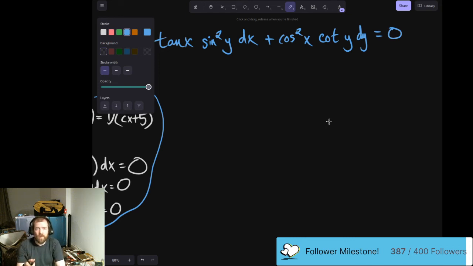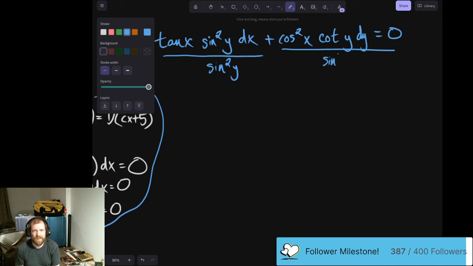Alright, so this thing, we're going to treat it the same way as what we did with the other one. Everything that is a function of x needs to be over with the dx. Everything that is a function of y needs to be over with the dy. So we can divide all terms, and the right-hand side is 0, so that doesn't get affected. Divide all terms by the sine squared of y. Then also divide by the cosine squared of x.